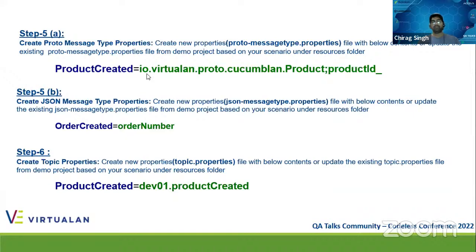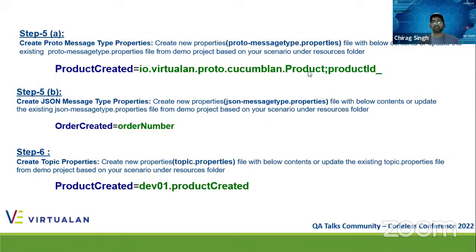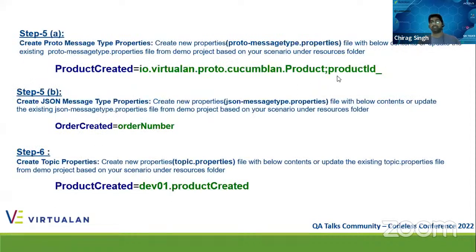So here, if I'm talking about the protobuf message type, this is the package name, and this is the class, and this is the JSON path, which is the ID. How will I get this? I will get it from the proto file which is provided by the contract team. You can see here this is the package name, and this is the class message. This is a unique ID, but this is the JSON path. So the product ID is the JSON path here.